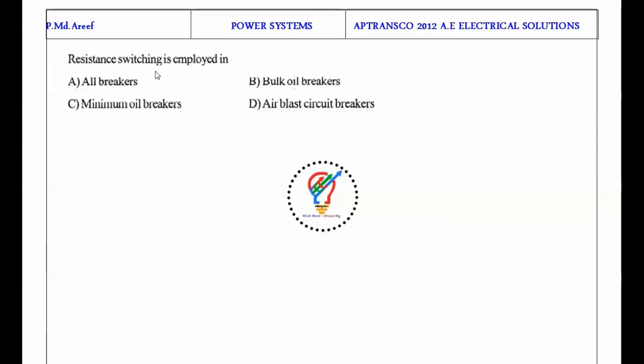Next one, resistance switching is employed in air blast circuit breakers. This is a direct question. Especially in the case of axial blast circuit breakers, we use resistance switching to avoid the current chopping phenomenon. To avoid current chopping, we use resistance switching in between the contacts of a circuit breaker.